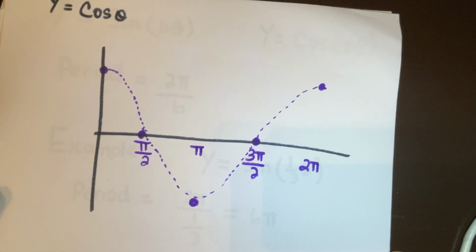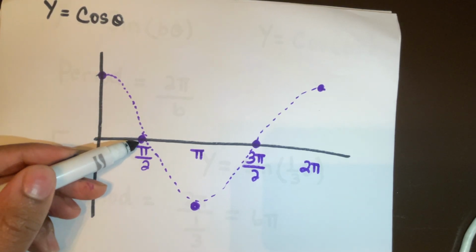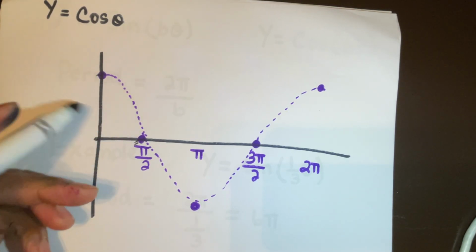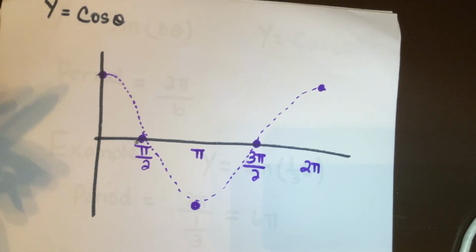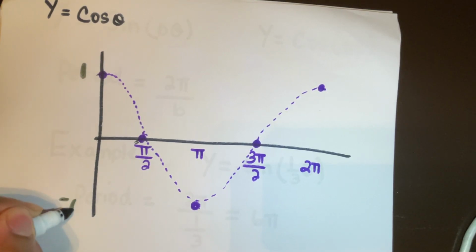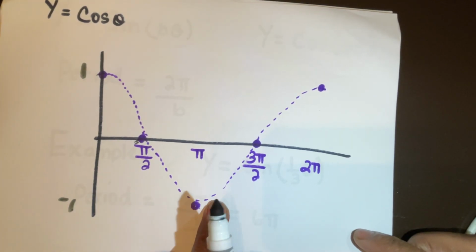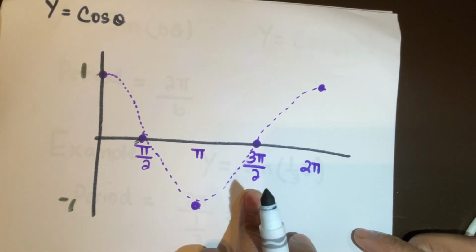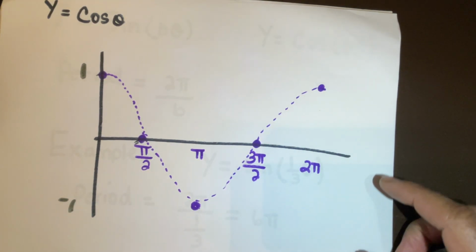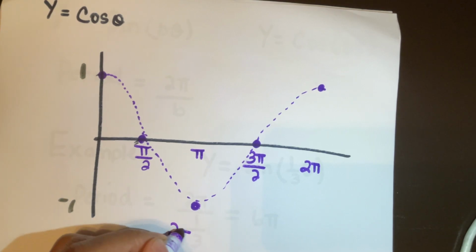So the cosine looks like this, and the cosine of 0 is going to be 1. The cosine of pi over 2 is going to be 0. The cosine of pi is going to be -1. So you can see, just like the sine function, the whole graph is squeezed between -1 and +1. And then 3 pi over 2 is going to be 0. And then at 2 pi, you go back to 1. So you've completed your entire period. And the period for cosine is going to be 2 pi as well.